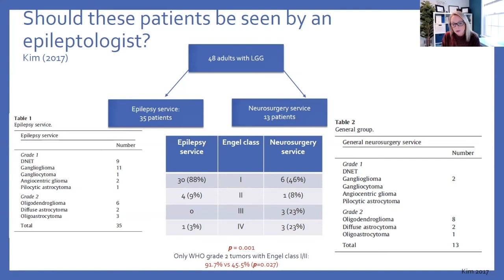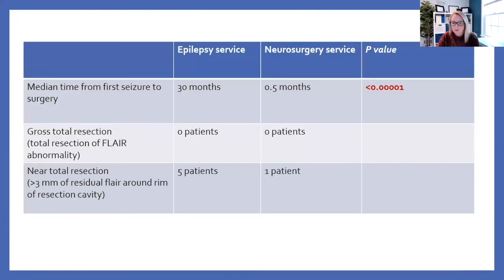It is important to note, though, that the neurosurgical service had a significantly greater number of patients with grade 2 lesions, which may in fact have been more difficult to render seizure-free postoperatively. However, a remarkable finding from this study was the time from first seizure to surgery. Among the patients followed by the epilepsy service, the duration was 30 months compared to 0.5 months, suggesting that patients were taken immediately to surgery when initially seen by the neurosurgical service.